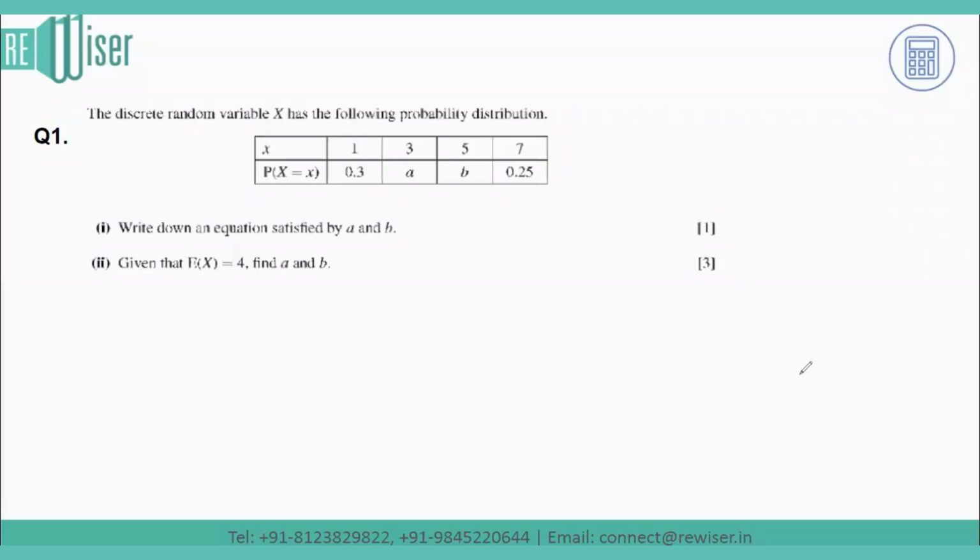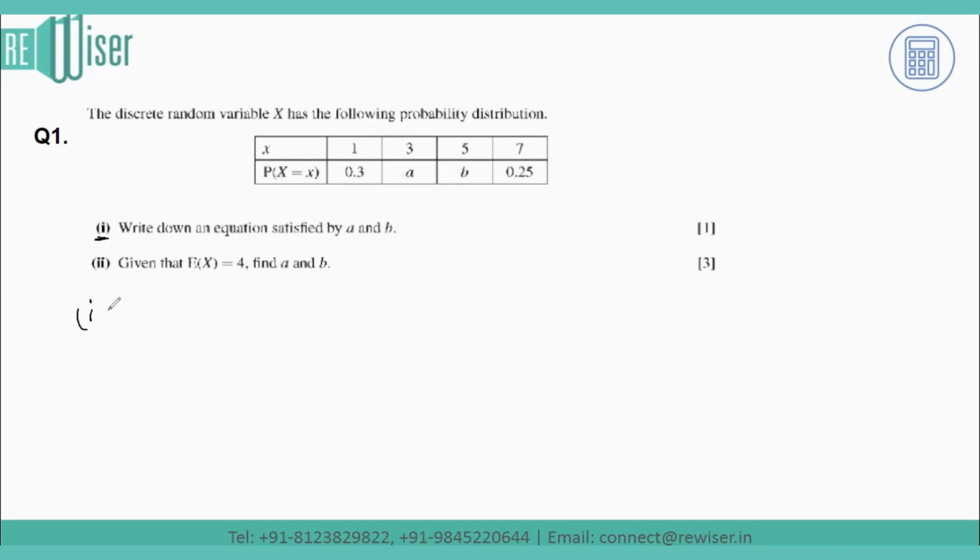Hello students. The question says the discrete random variable X has the following probability distribution. When X is 1, its probability of occurrence is 0.3. When it's 3, it's A. When it's 5, the probability of this occurrence is B. And when it's 7, the probability is 0.25. The first question asks, write down an equation satisfied by A and B.